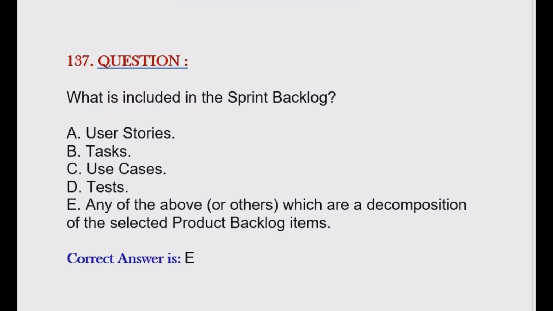Question is what is included in the sprint backlog? Option A, user stories. Option B, tasks. Option C, use cases. Option D, tests. Option E, any of the above or others which are a decomposition of the selected product backlog items. Correct answer is option E.